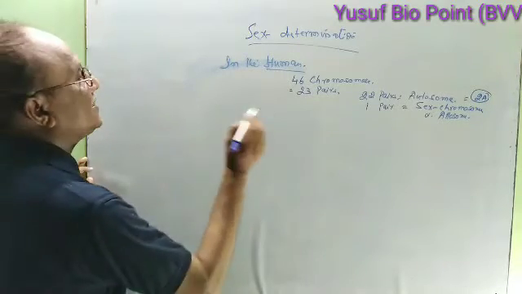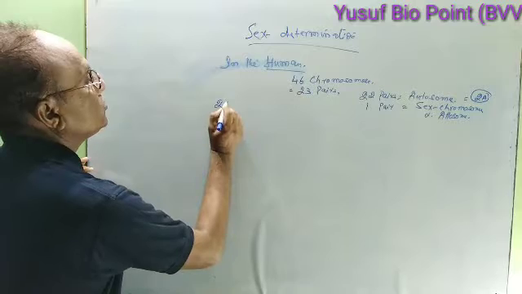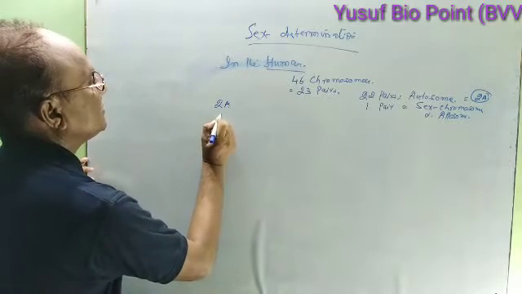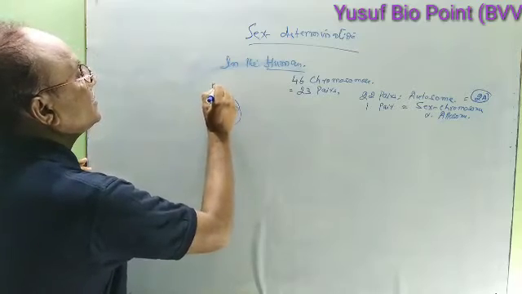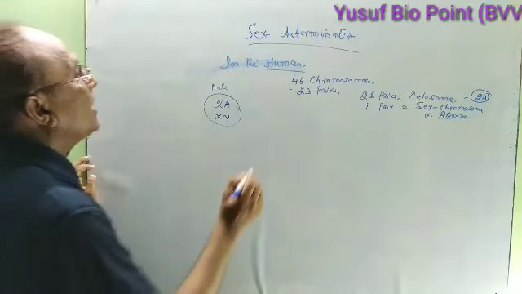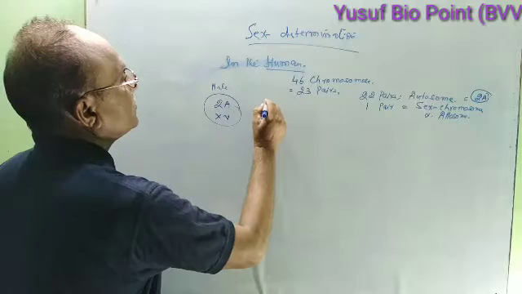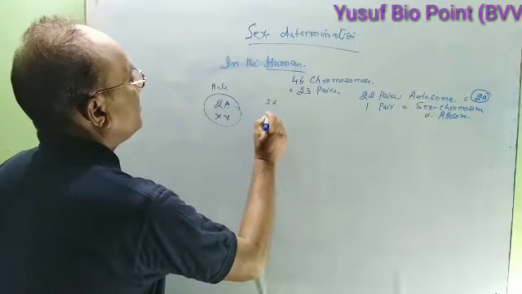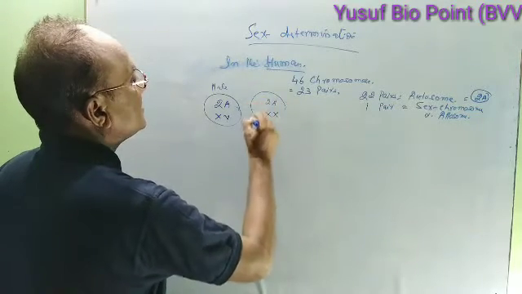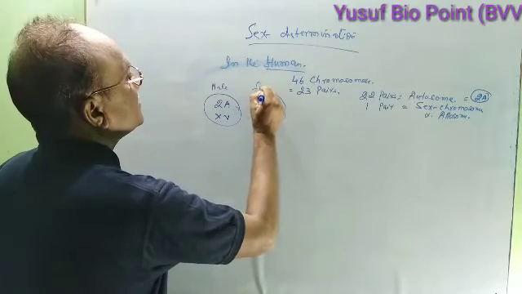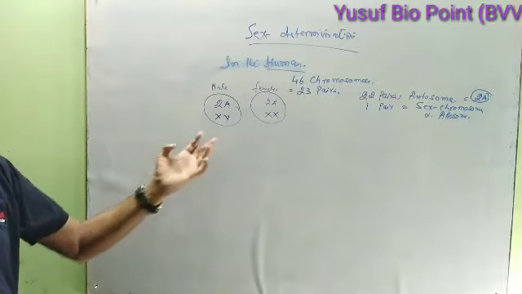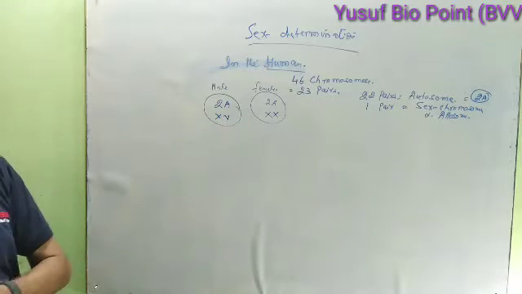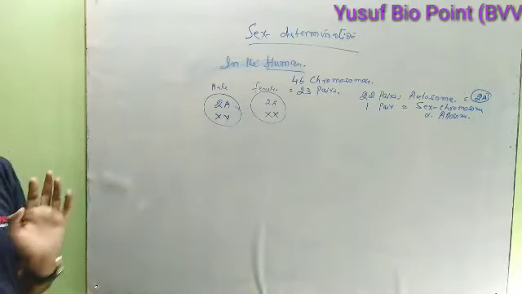So we can say that 2A plus XY is male, and 2A plus XX is female. 2A XY is male and that is female.